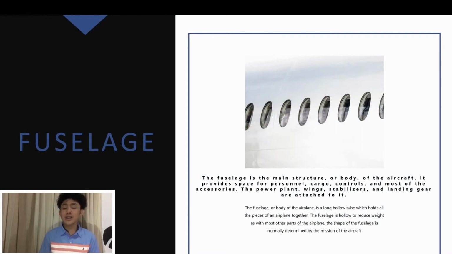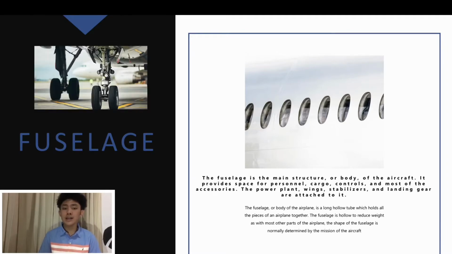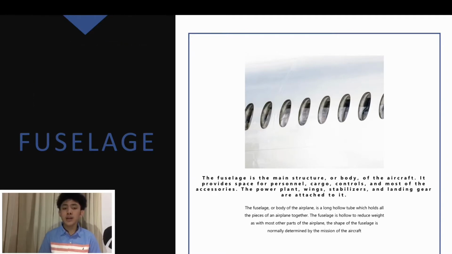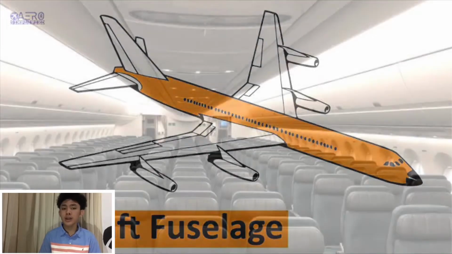The fuselage is the main structure or body of the aircraft. It provides space for personnel, cargo, controls, and most of the accessories. In addition, the power plant, stabilizers, and landing gear are attached to it. The fuselage is the central body portion of the aircraft. It is designed to accommodate the crew and the passengers or cargo.